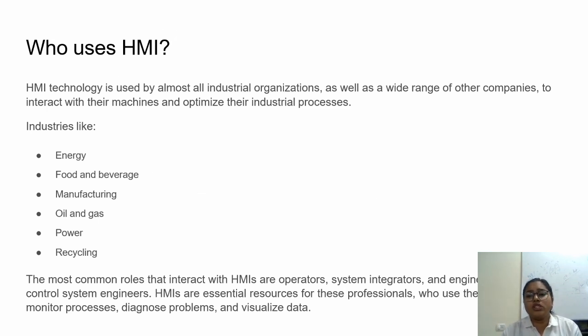Now, who uses HMI? HMI technology is used by almost all industrial organizations as well as a wide range of other companies who interact with their machines and optimize their industrial processes. Industries like energy, food and beverage, manufacturing, oil and gas, power, and recycling. So these are the industries where HMIs are mainly used.